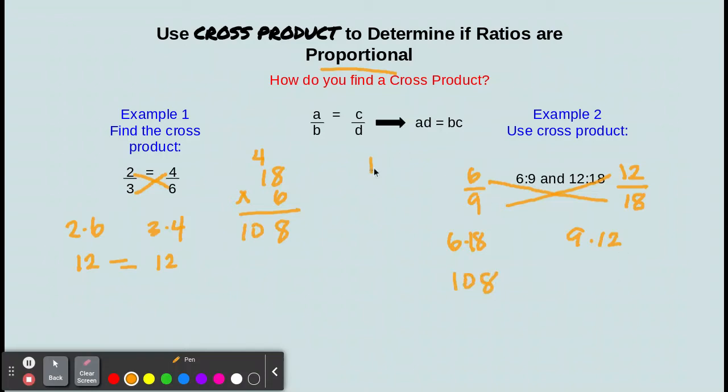Now 9 times 12. 2 times 9 is 18. Carry the 1. 9 times 1 is 9. 9 plus 1 is 10. Aha. These also equal. So in both these examples, their cross products are equal, which means that both sets of ratios are proportional to each other.